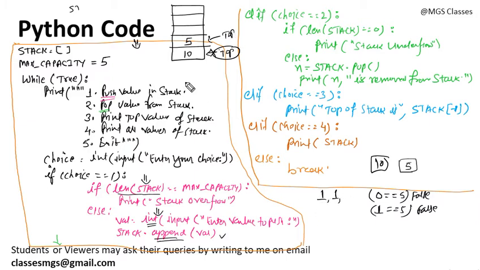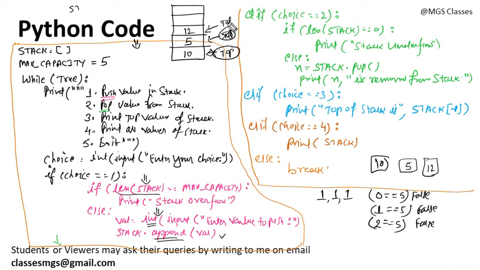Now again, this is an infinite loop, so again you will execute. Let's suppose you keep on inserting with choice 1, and again this condition will be checked. This time length of the stack is 2, 2 equals 5, condition is false. Again it will ask for a value. Let's suppose this time you enter 12, and this 12 will be inserted into this stack and your top will point to this position.